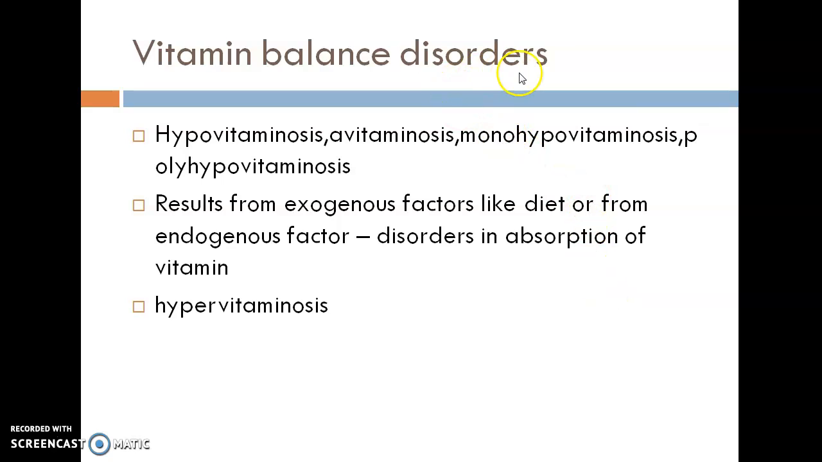Now coming to the vitamin balance disorders, we know that there are different problems related to vitamin deficiency, that is called a negative balance, or if there is an excessive amount of vitamin, there is also a problem. Partial vitamin deficiency with clinical or biochemical symptoms is called hypovitaminosis, and an extreme form of vitamin deficiency, where there are no vitamins in the body, is called avitaminosis. If only one vitamin is absent, it is called monohypovitaminosis. If more than one vitamin is deficient, it is called polyhypovitaminosis.